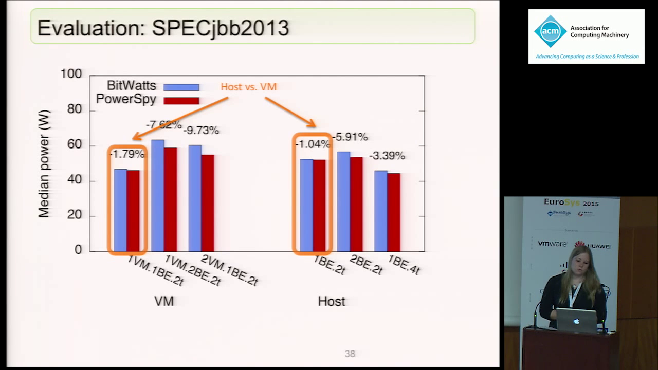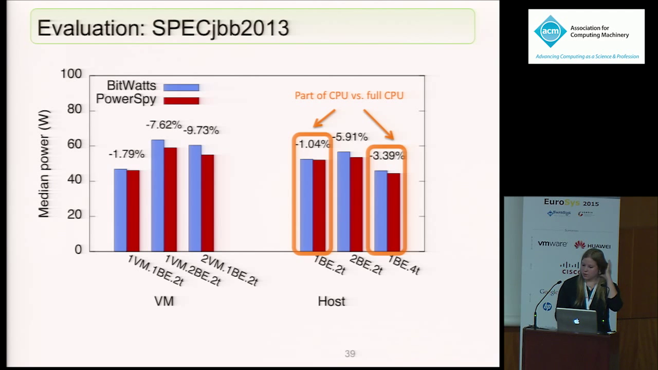On the left, we see the case where we have one backend having two threads and it's running on the host. Whereas on the right, we have one backend that also is pinned to two threads but that is running in the VM. What we actually want to compare is the accuracy. We notice that whether it is running on the host or in the VM, we have almost the same accuracy. So our approach has a low impact from the virtualization.